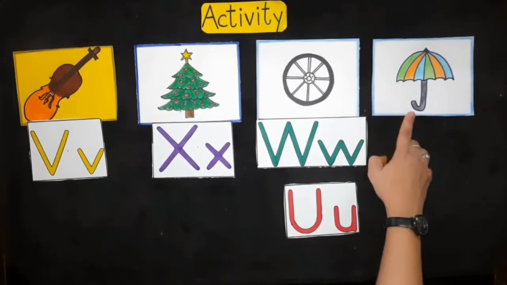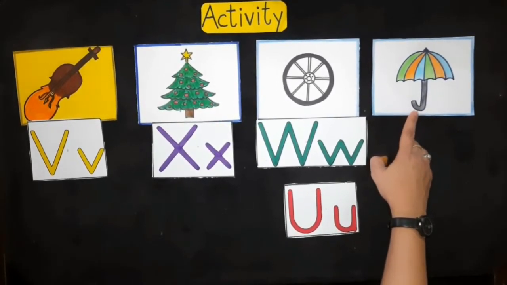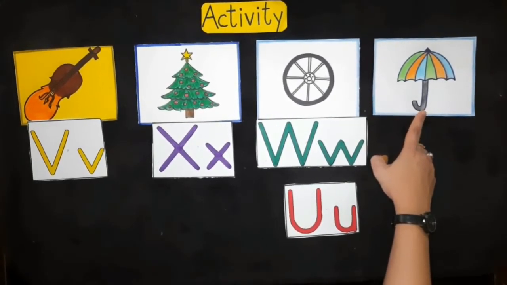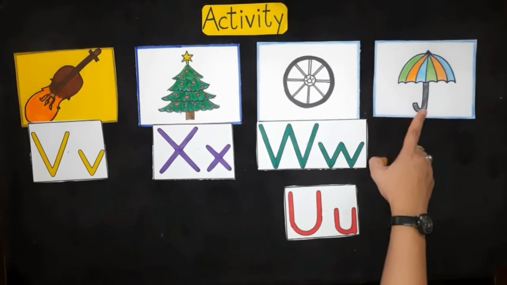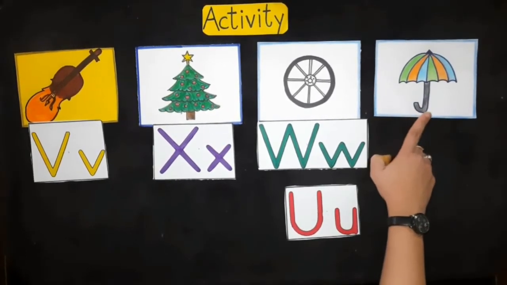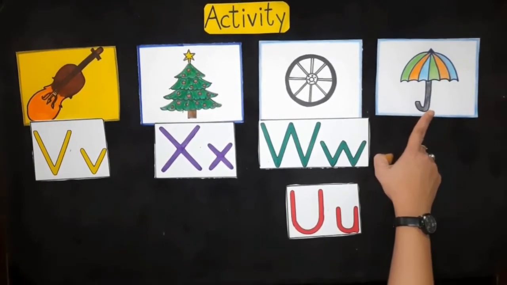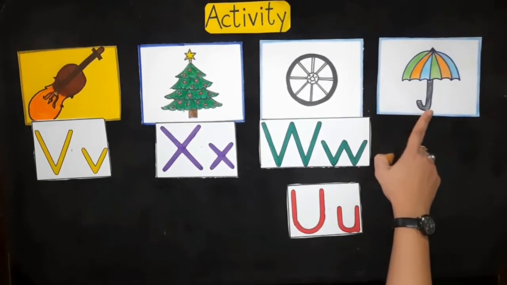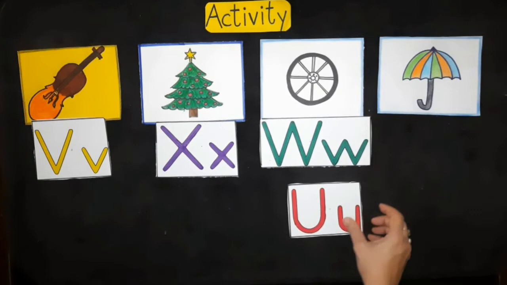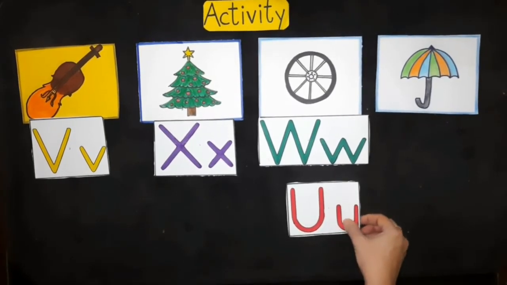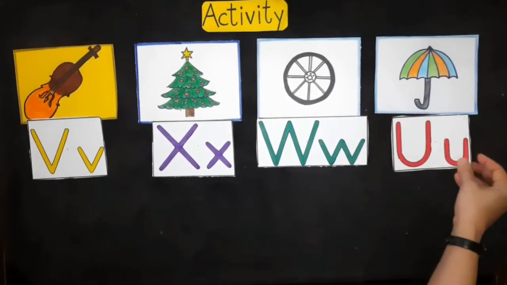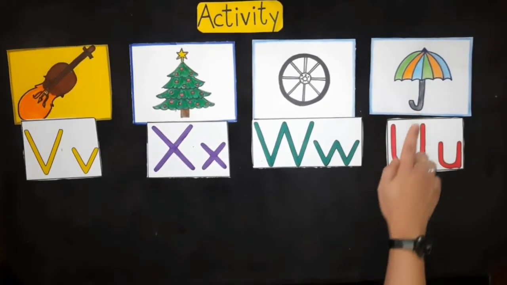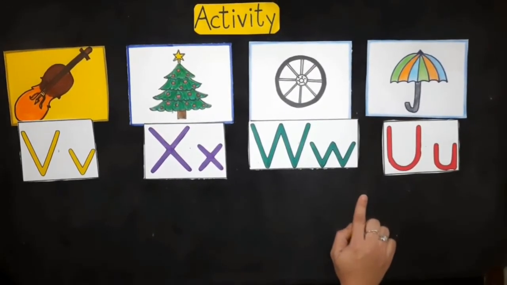When do you use this? Yes, in rainy season. So, which picture is this? Yes, it is the picture of an umbrella. So, umbrella starts with which alphabet? Yes, it starts with alphabet U. So, we will place alphabet U under the picture of an umbrella. U for umbrella. Like the activity, children?